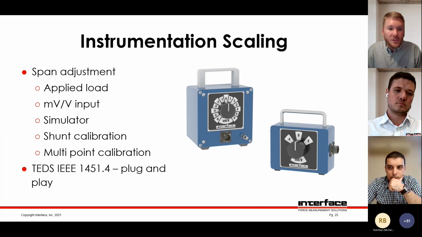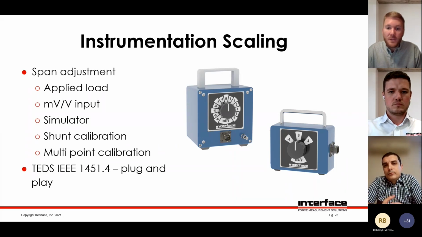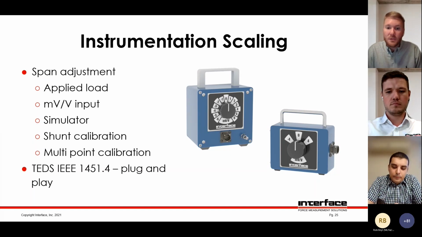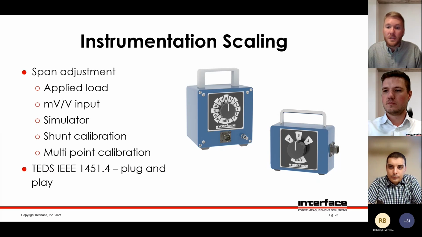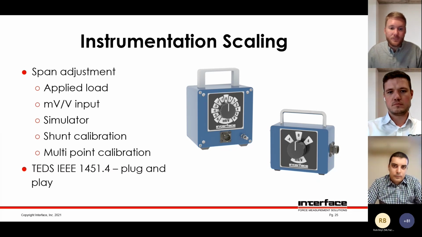And then Rob touched on TEDS earlier. Essentially, it's just a chip that is within the load cell, and it's kind of plug and play. So as long as your load cell is TEDS ready and your instrument is TEDS ready, the instrument can read the information from the load cell: serial number, capacity, output. Certain instruments can read the data and self-scale. The instrument will figure out what load cell is attached to it. So it's really good if you have multiple load cells. You can plug and play and switch them out without having to do any scaling at the instrument.